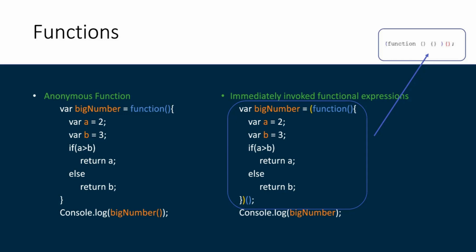What it does is it executes the function at the same point it is being defined. So bigNumber is not a function anymore, rather it will take the final value. In this case, the value of b will be the value saved in bigNumber, which is equal to 3. So both these functions will print the same number, but the only difference is that the left one is a function and the right one is a value.